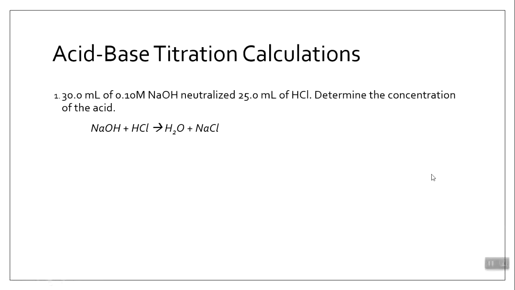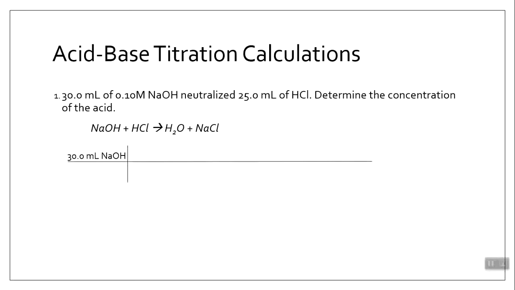After we've completed our titration, this is how we calculate the concentration of the acid. So, for example, in this question, 30 milliliters of 0.1 molar sodium hydroxide neutralize 25 milliliters of hydrochloric acid. Determine the concentration of the acid. So the first thing you have to do is come up with a balanced reaction. So remember, acid and base will always make an ionic compound and water. So for number 1, I gave it to you, and this is a balanced reaction.